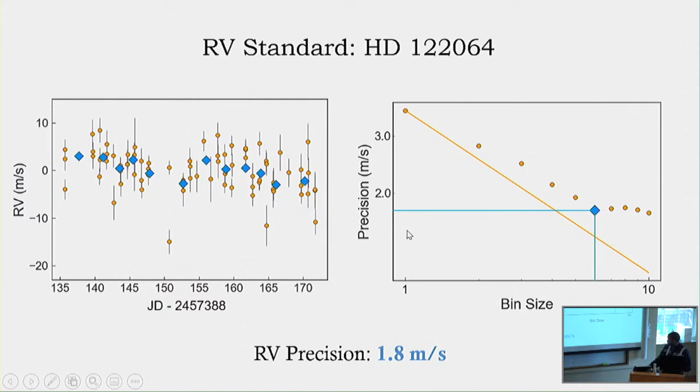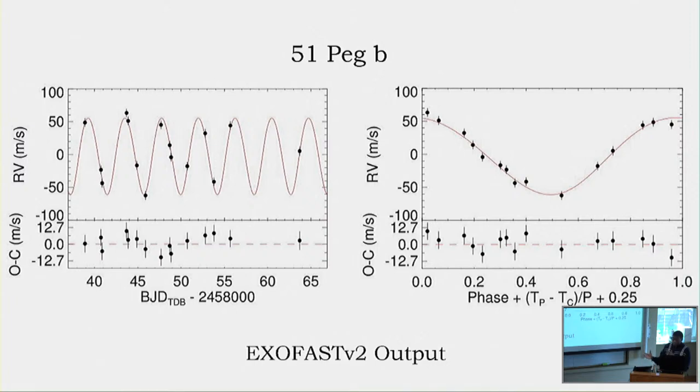At this binning, at this precision, we get a precision of 1.8 meters per second for our radial velocities with the Minerva spectrograph. Now that's the precision, and now to actually determine the accuracy, whether or not we can accurately detect an exoplanet or not. With Minerva, we're observing 51 Peg b, obviously a famous star, famous exoplanet as well, a hot Jupiter exoplanet. And this is showing the radial velocity curves for the Minerva telescope. And here is the phase folded curve. The red line represents the model that's derived primarily from the ExoFast IDL software.